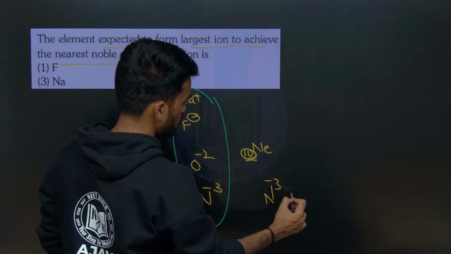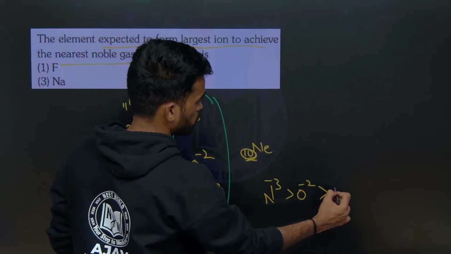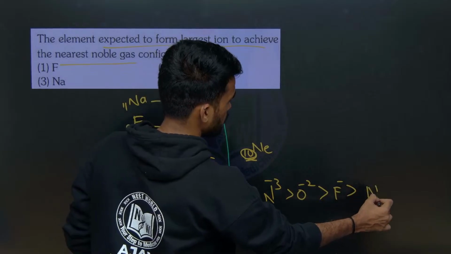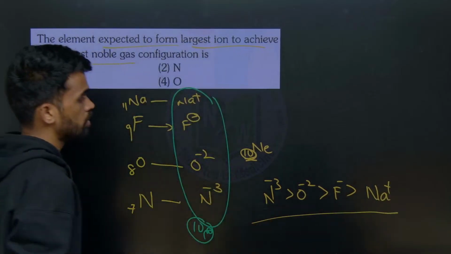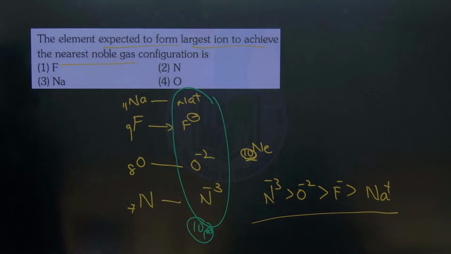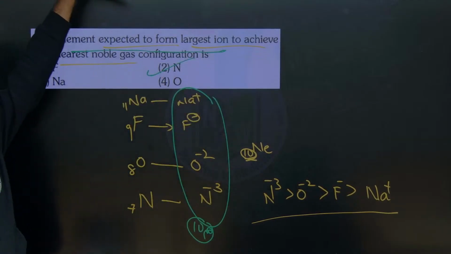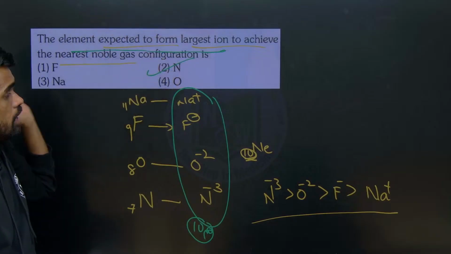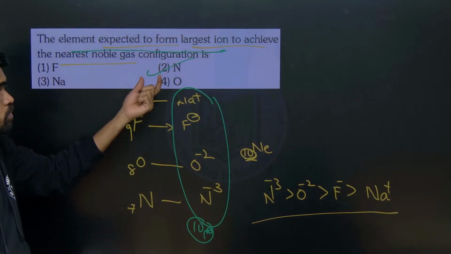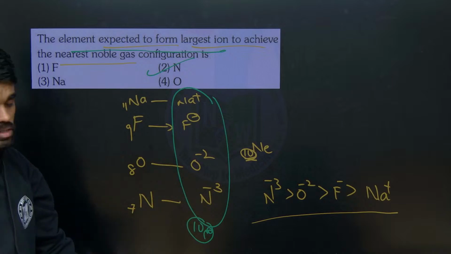So what is the size order? N minus 3, O minus 2, F minus, and next Na plus. This is what you need to write here. So what is the correct answer? The largest ion is N minus 3. Nitrogen achieves the nearest noble gas configuration with the maximum size.